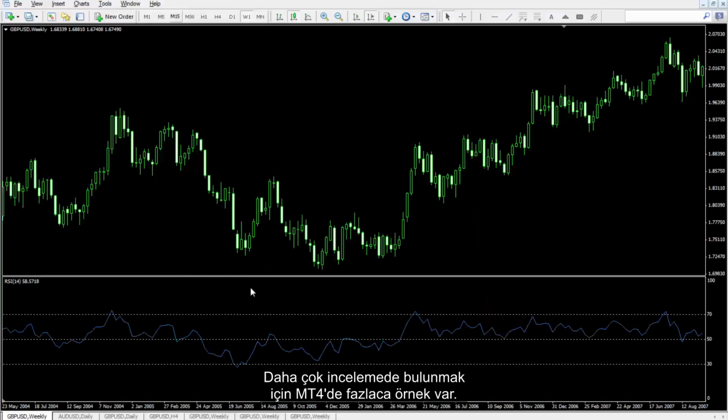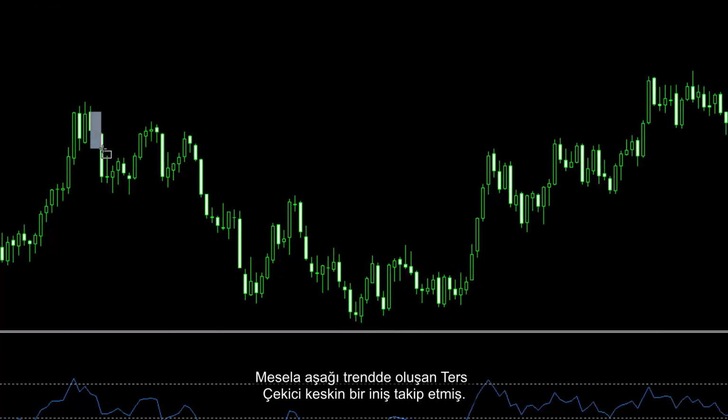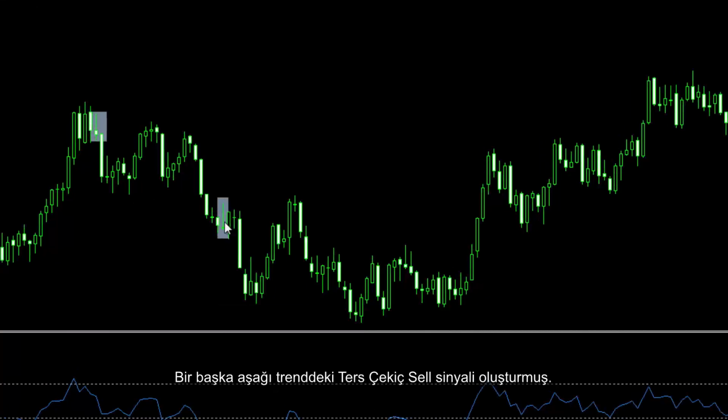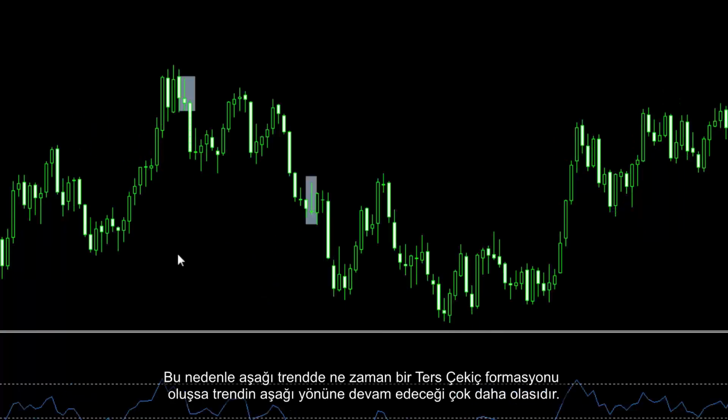There are numerous examples on MetaTrader 4 for further study. For instance, an inverted hammer has formed on this downward trend, followed by a sharp decline. Another inverted hammer on another downtrend generates a sell signal. Thus, whenever an inverted hammer forms on a downward trend, it is more probable that the trend continues in its descending direction.